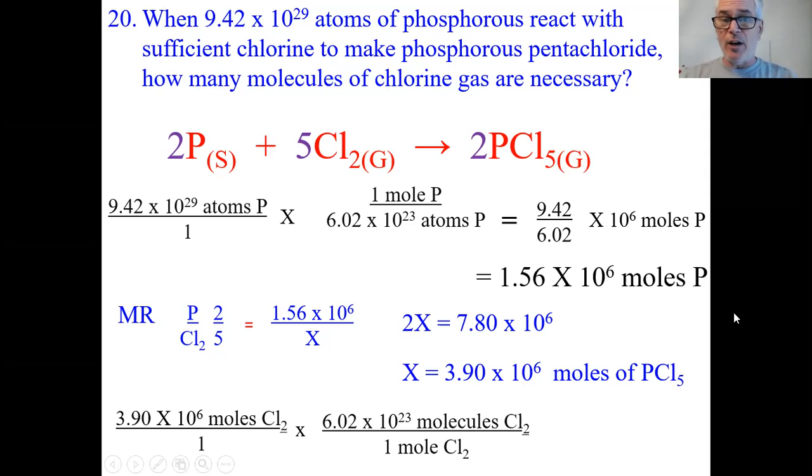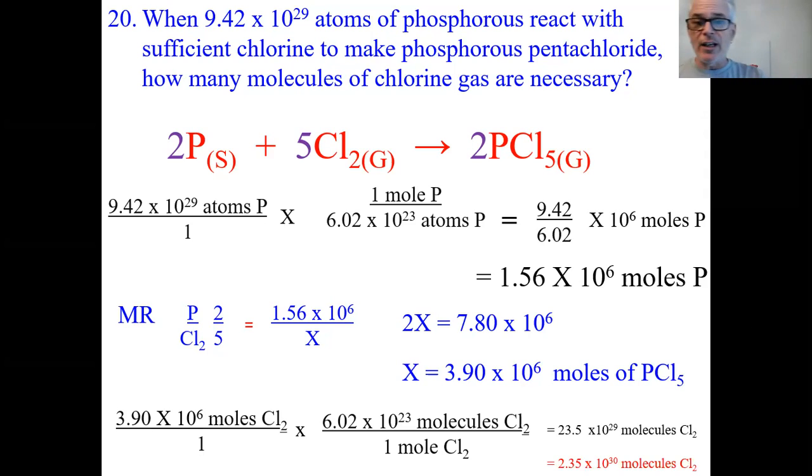3.90 times 6.02 times 10 to the 6 times 10 to the 23rd. Now, 10 to the 6 times 10 to the 23rd is 10 to the 29th. We just add them up, right? That's how you do multiplying exponents in your head. You just add up the exponents. So multiply 3.90 times 6.02. That's going to give you 23.5 times 10 to the 29th molecules.